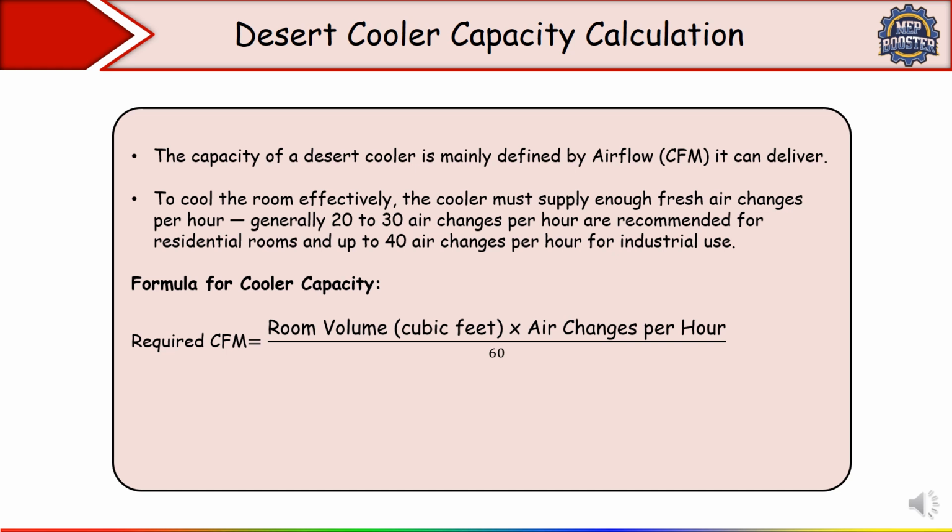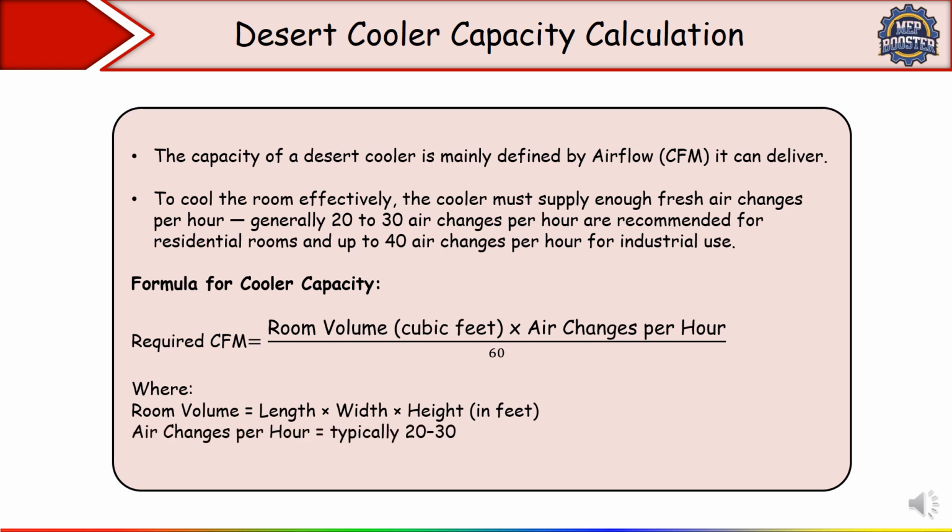Okay. And here in this formula, all of you know that room volume, how to calculate? Length, width, height. Okay, simple. From the layout you will get. Air changes per hour, as I discussed earlier, the recommended air changes for desert cooler is 20 to 30 for residential room and 40 for industrial use. Okay. Got it?